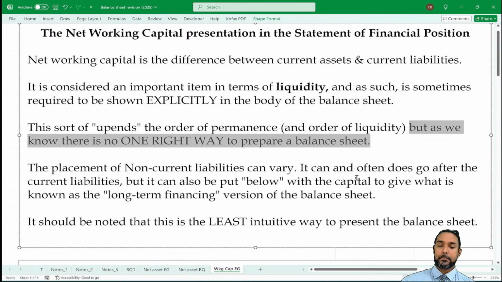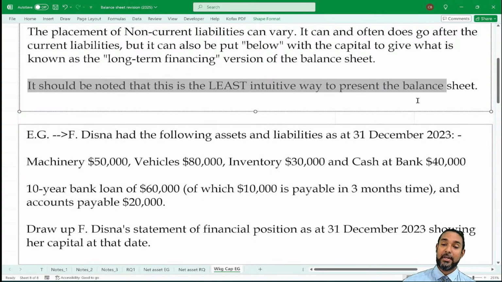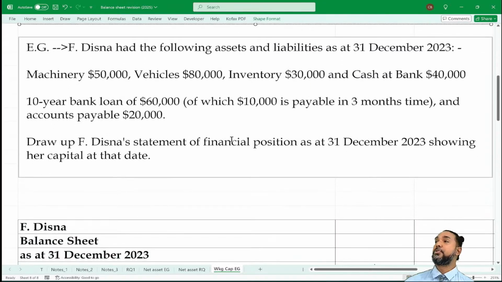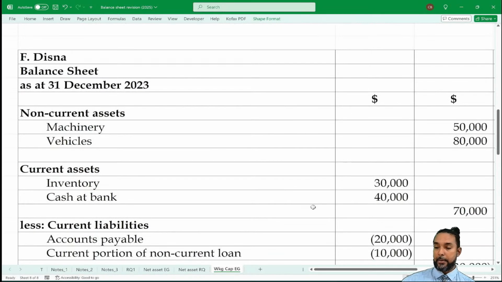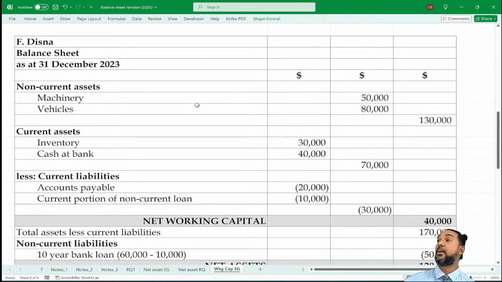So what I did, as you can see here, I said it should be noted that this is, in my opinion, the least intuitive way to present the balance sheet. Because we said a balance sheet is supposed to show the resources of the business, the assets, and how those assets were financed. Where did the money to buy the assets come from? It would have come from the capital as well as the liabilities, so either the owner or entities other than the owner. And of course, we have the classifications of current and non-current: non-current being longer lasting assets, and current being the more liquid of the assets, the ones that are converted to cash or used up within 1 year or less.